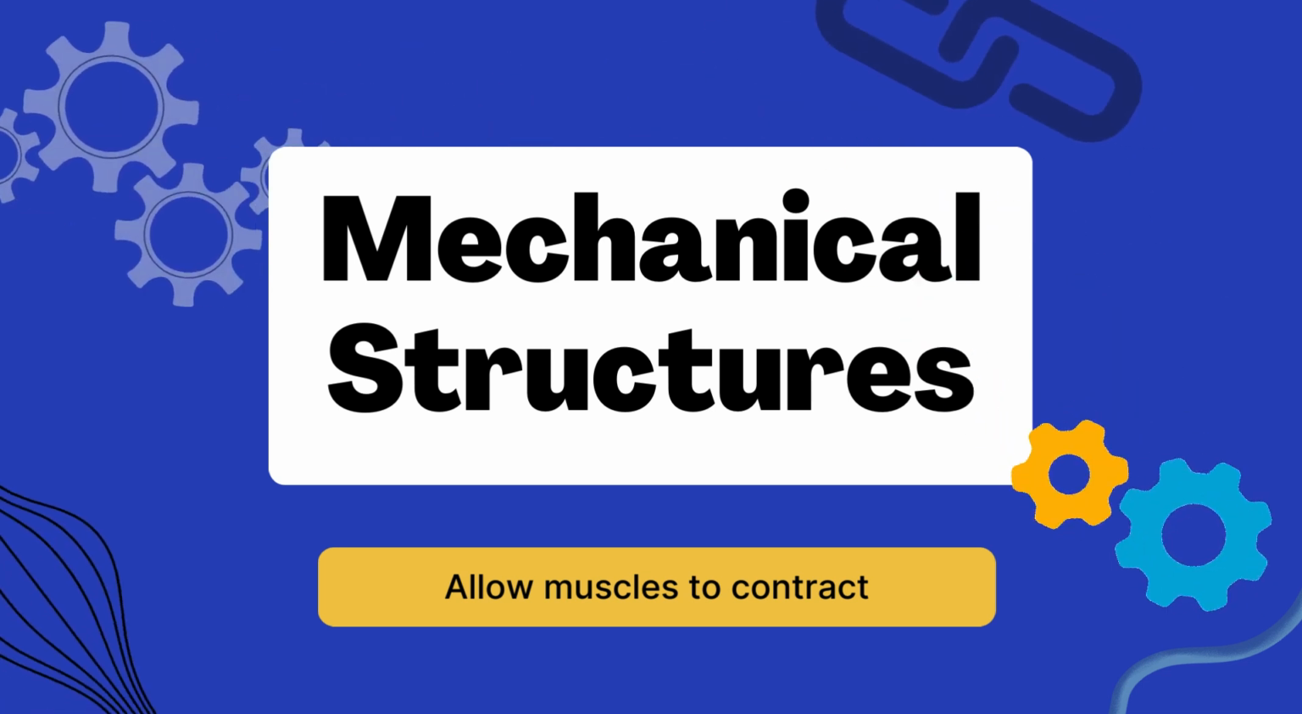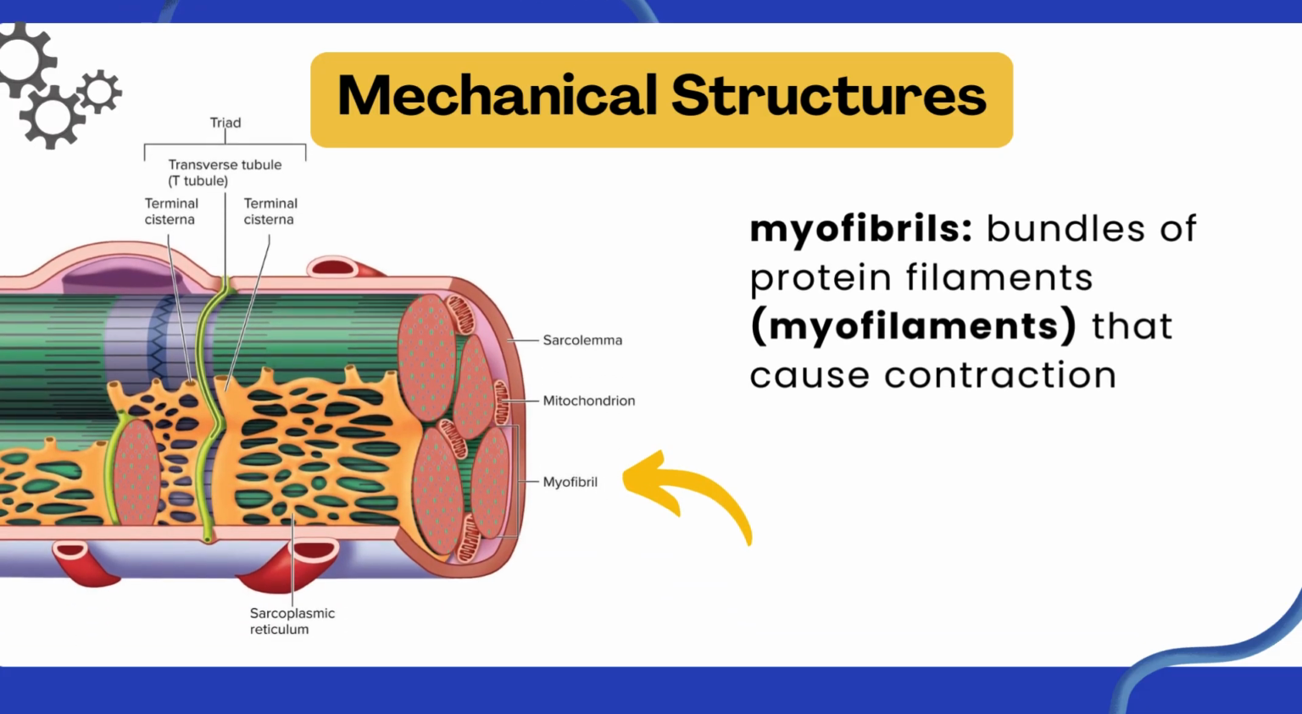Mechanical structures are the muscle fiber components that allow muscles to contract. As a reminder, this image is of one muscle fiber. Myofibrils are bundles of protein filaments. Each muscle cell has numerous myofibrils in its sarcoplasm. They run the length of the muscle cell. In this image, the cell has 4 myofibrils.